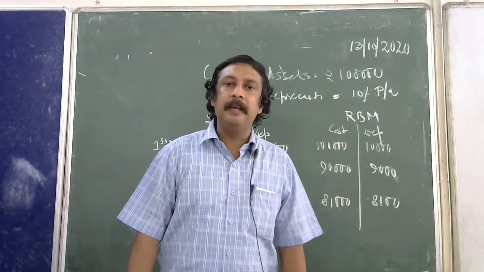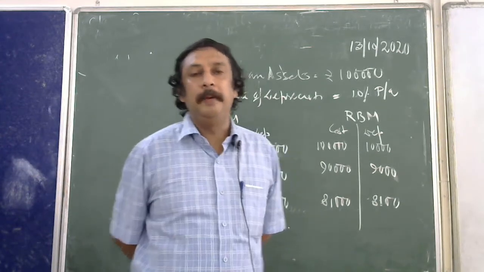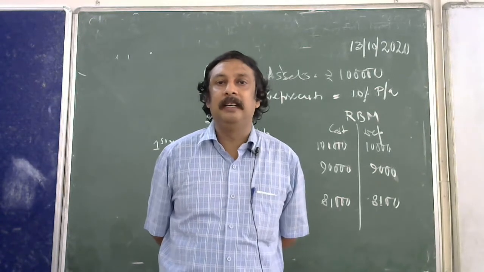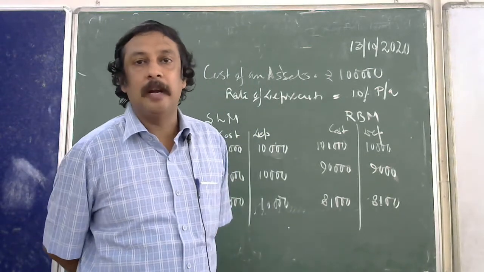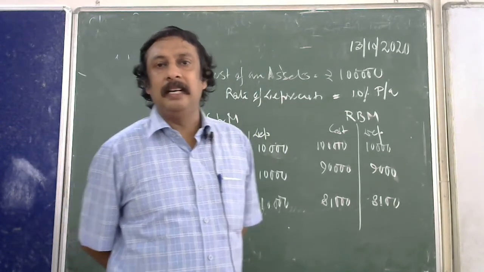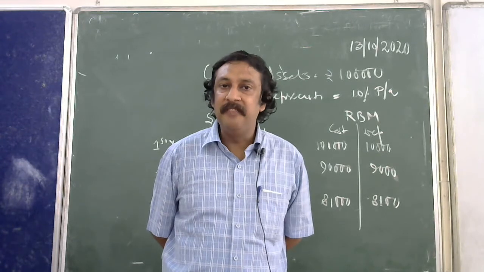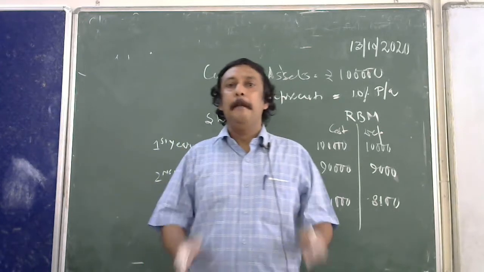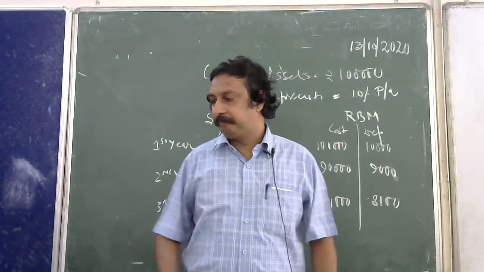Fourthly, the straight line method is most suitable for assets like goodwill, patent, copyright, trademark, etc. The reducing balance method is suitable for assets like plant and machinery, furniture, motor cars, etc. Finally, the straight line method is very simple and easy to calculate. The reducing balance method is difficult to calculate. So these are the major differences between the straight line method and the reducing balance method.